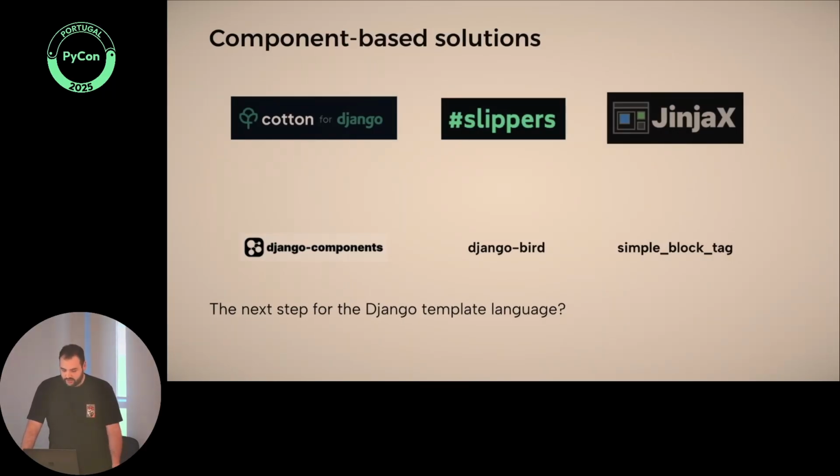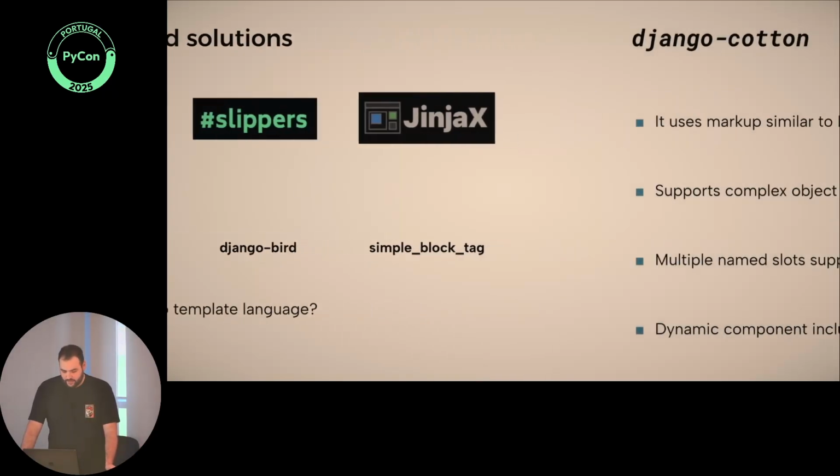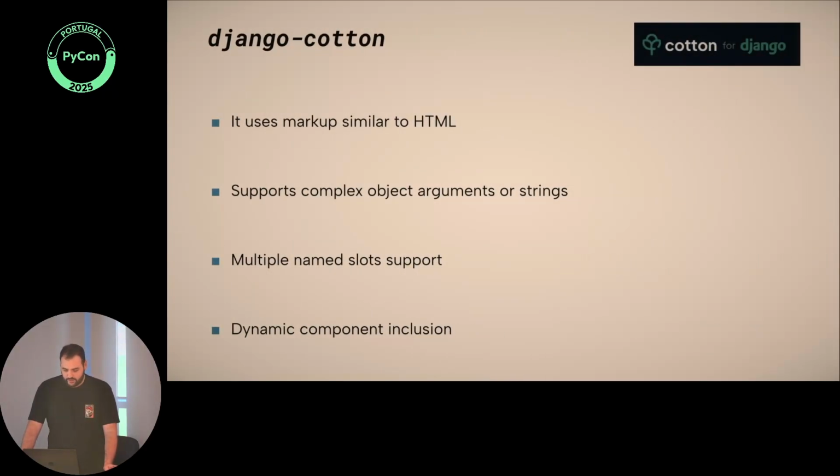If you're currently using Django, there are a lot of solutions to address this limitation. You have Django Cotton, Slippers, Jinja-X. Django 5 also has the simple block tag, which uses the DTL syntax, which we'll see is maybe not the best option. Django Cotton is my favorite option right now because it uses markup very similar to HTML, allows you to pass complex objects, multiple named slots, and dynamic component inclusion. So if you need to know which component to render from a dynamic value from the database, you can just pass the value and Cotton will resolve to the component you need.